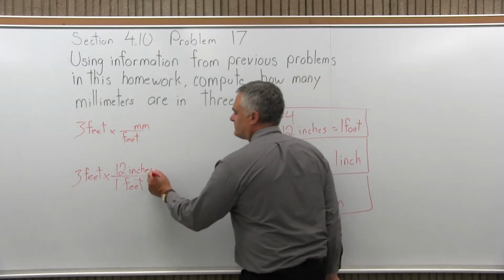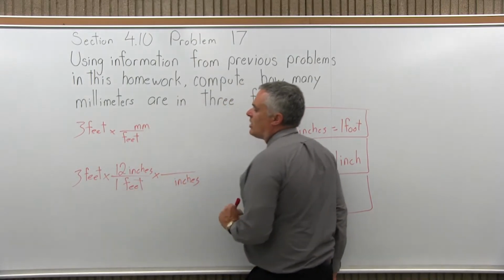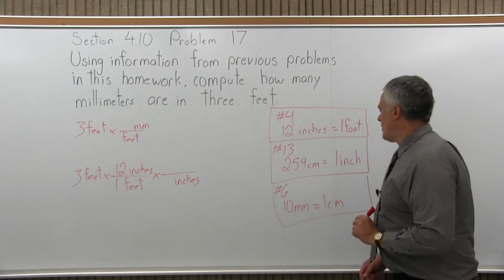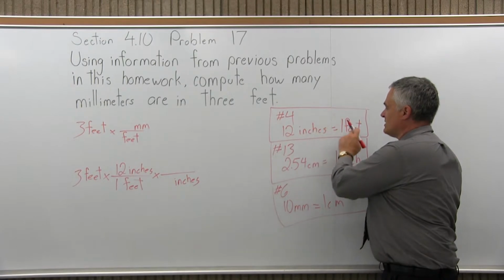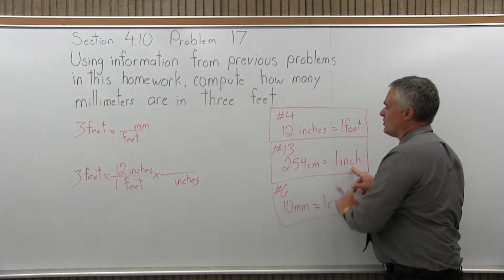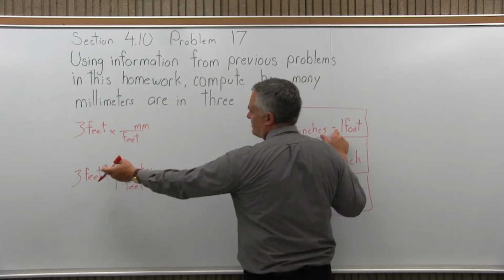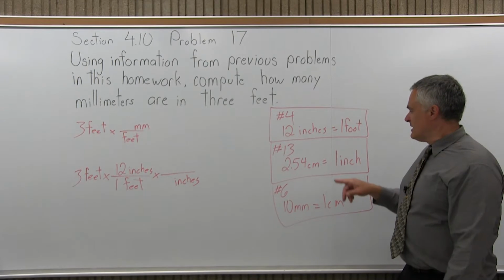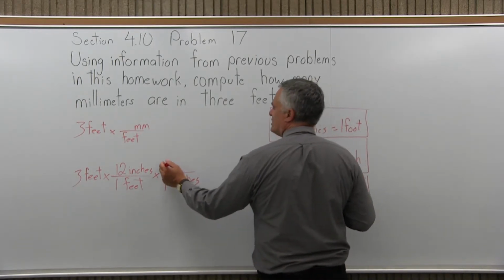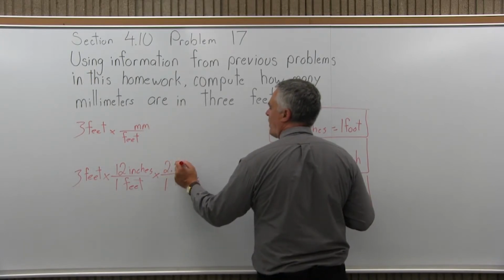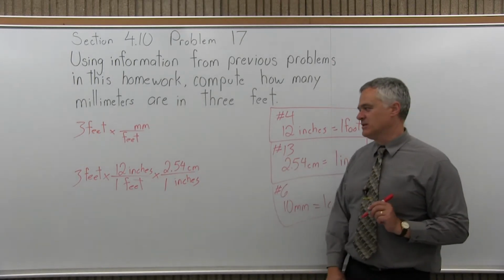So now I want to multiply times something that has inches in the denominator. So I have 2 things with inches. Which one do I use? 12 inches is 1 foot, or 2.54 centimeters is 1 inch. Well, I don't want to use the top one, because if I use the top one, I'm going to go back to feet. I don't want to go backwards. So let me use this one. 1 inch is the same as 2.54 centimeters. And again, I use that abbreviation instead of writing out all of centimeters.